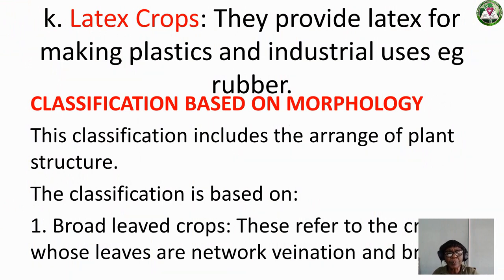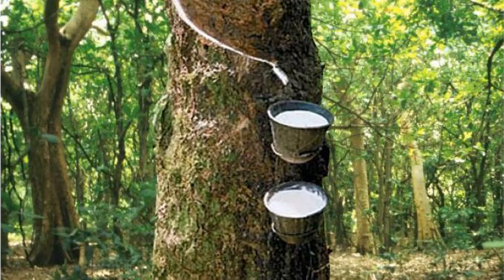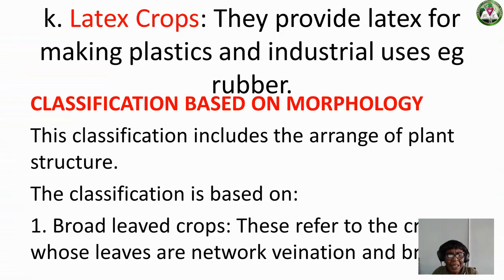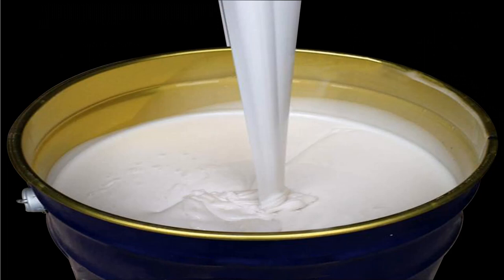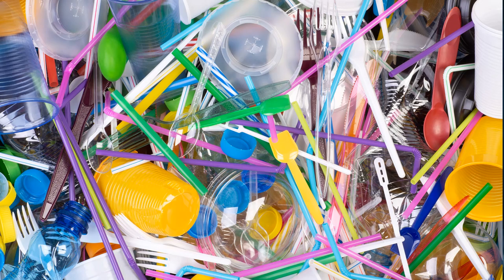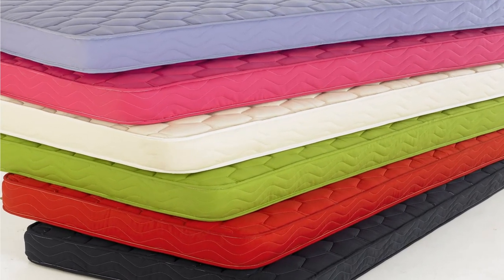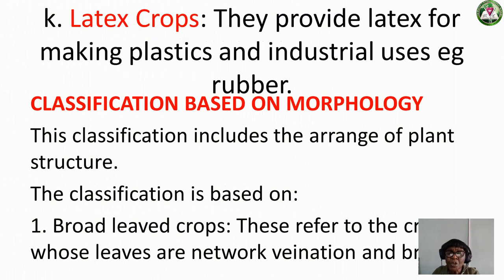Then we have the next group we call the latex crops. They provide latex for making plastics and industrial uses. A typical example is the rubber. We get latex, the liquid that comes out of it, and we use it for making our plastics, even tires, mattresses and so on. So these are classifications based on the uses, the part of the plant that we use for both our industrial uses and our domestic uses.